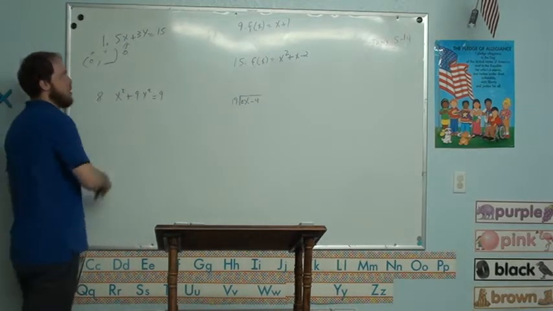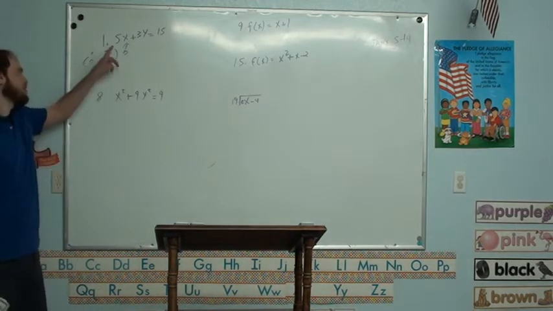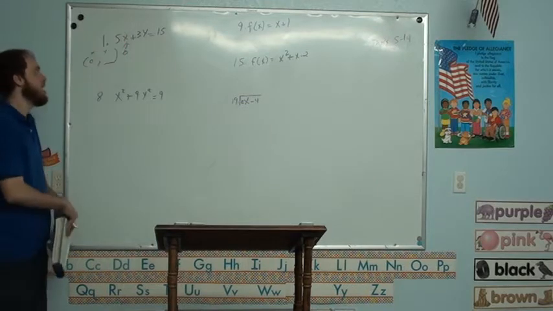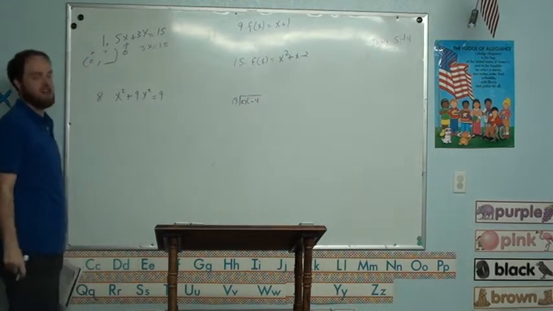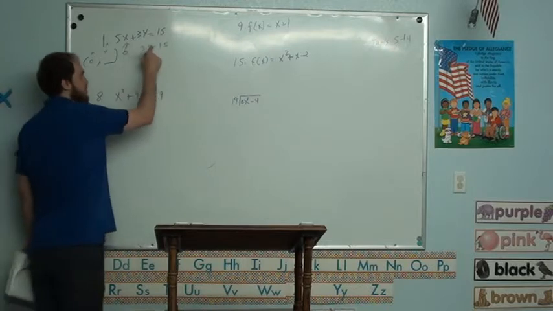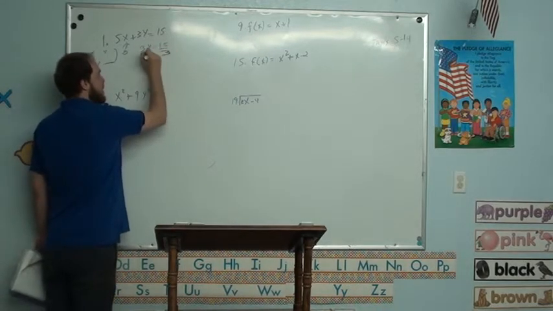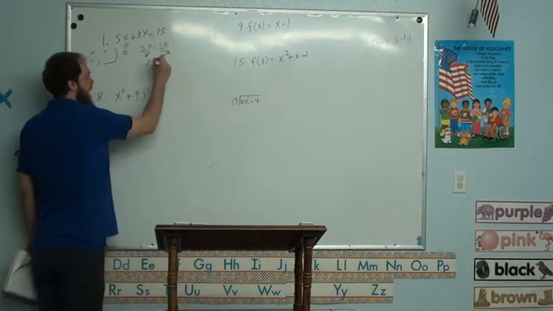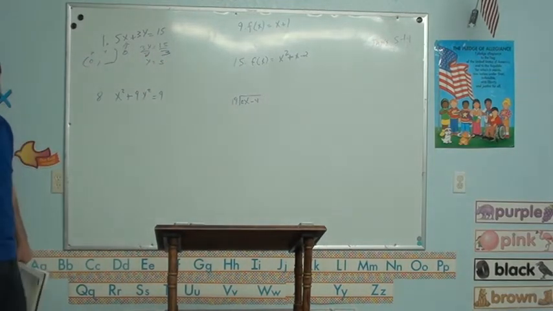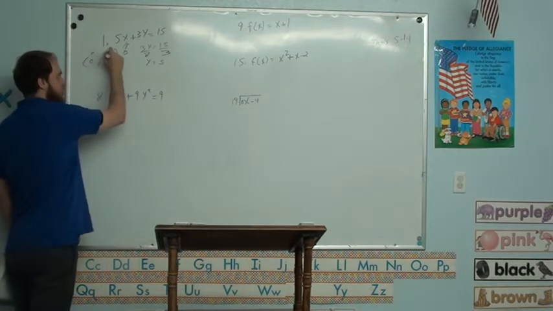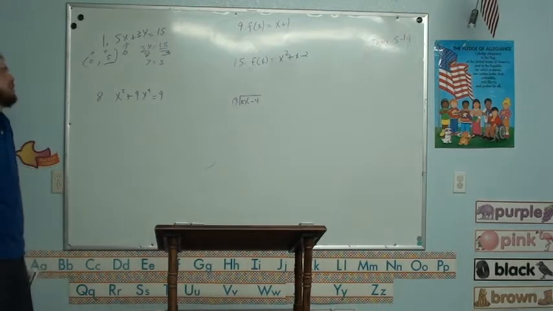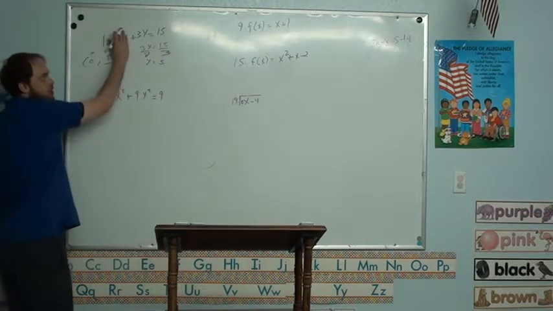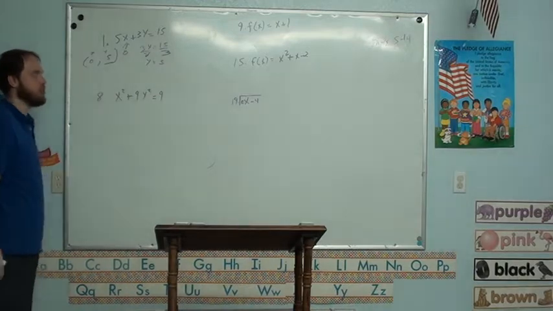When I plug in a 0, it just goes away. 5 times 0 is 0, so it goes away. That leaves me just 3y equals 15. Then I solve for y, so I have to divide both sides by 3, and I end up with y equals 5. So y is 5 where x is 0. I plug in my coordinate, and one answer is (0, 5). That is doing it with the 0 into the x: you plug in the 0, get 3y equals 15, divide by 3, and get y equals 5.